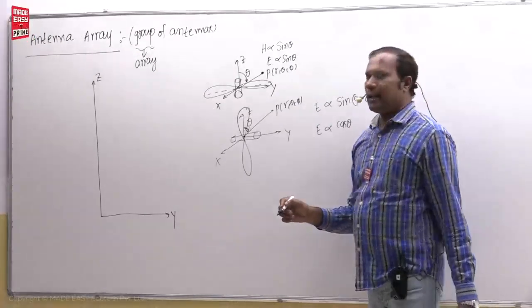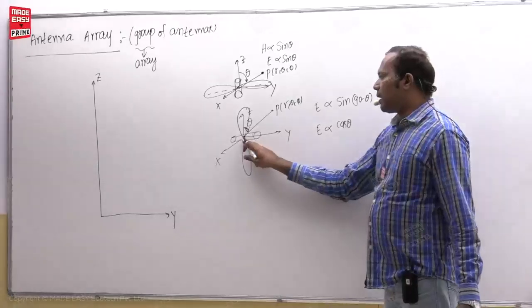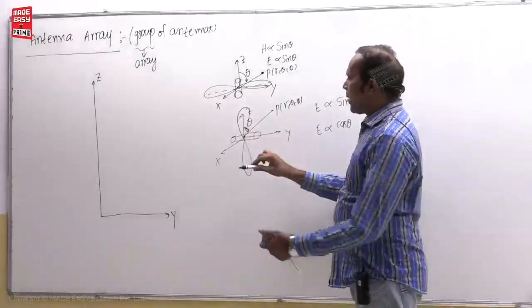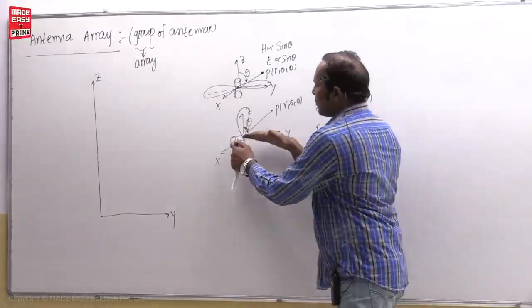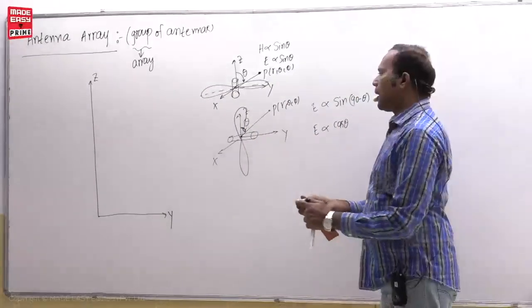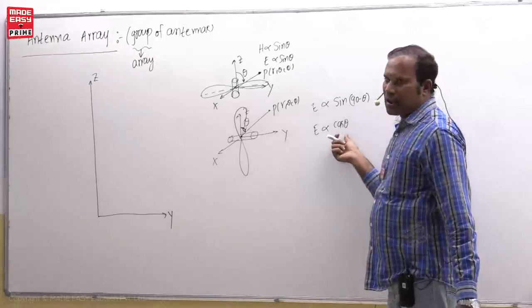That means you can easily understand this is the sine theta pattern and this one is the cos theta pattern, students. So this antenna rod is horizontal. Horizontal means parallel to the xy plane. This is x, this is y, parallel to the xy plane. Then that is called a horizontal antenna. So for this horizontal antenna, the electric field is proportional to cos theta.